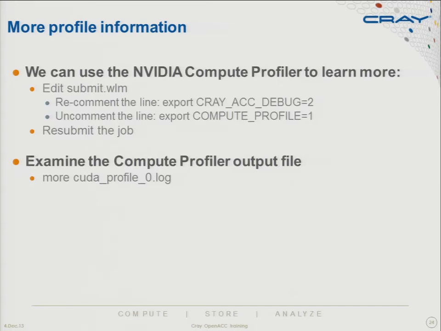The other thing you can use, if you want a quick profile, is the NVIDIA Compute Profiler. So instead of setting this environment variable in your job script, you set this one. No recompilation, same job, and run that. When it runs, it'll produce a log file.